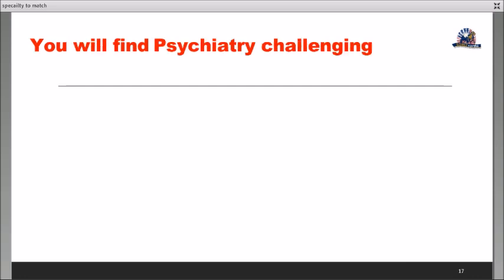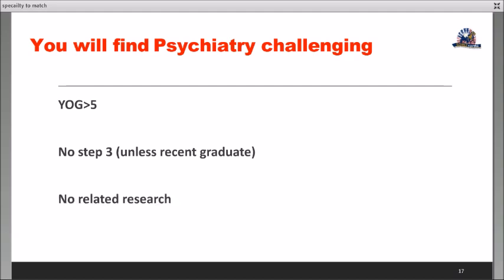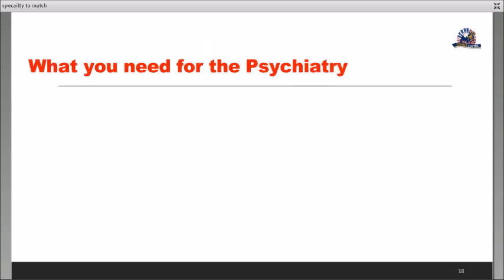Now, who will find psychiatry match challenging? Let's see. Like I said, if your year of graduation is higher, 5+, it's harder to get in. If you don't have step 3, unless you're a recent graduate, it is going to be a problematic case for psychiatry. Research, they always look for related research in psychiatry, so try to get that.